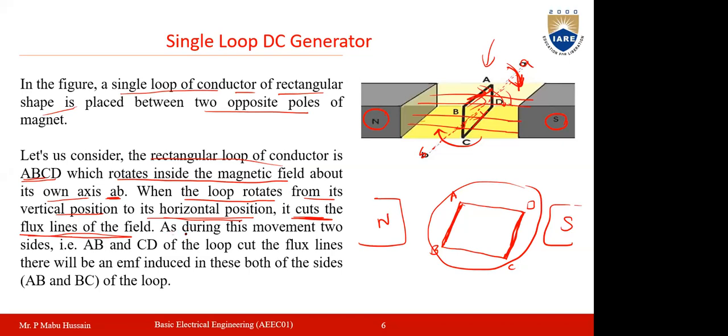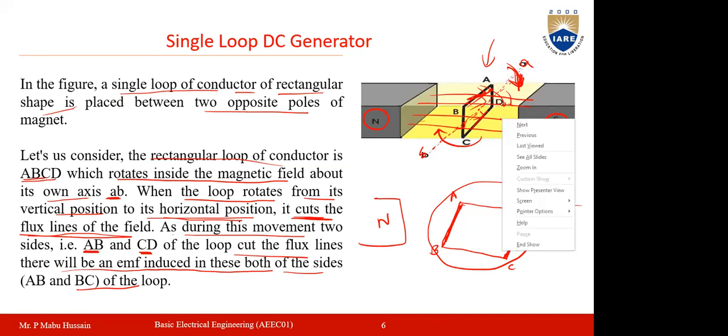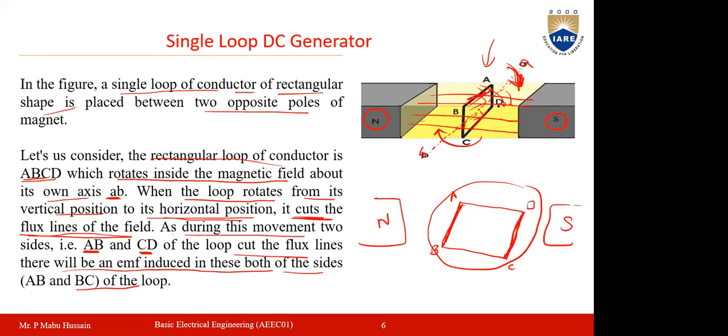During this movement, the two sides, AB and CD, are the conductors. These two conductors will cut the magnetic flux, and there will be some EMF induced in both sides of the loop. Whenever this loop is moving from vertical position to horizontal position, they will cut the magnetic flux. So according to Faraday's law, there is a change in magnetic flux linking with the coil, so EMF will be induced in both the conductors AB and CD.